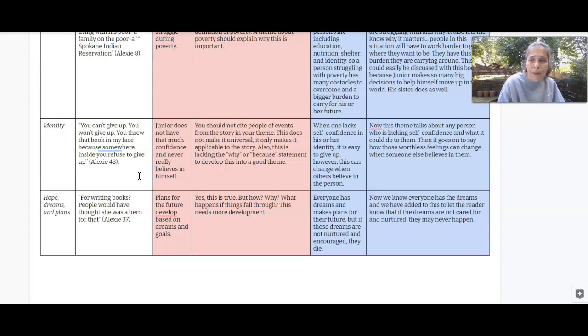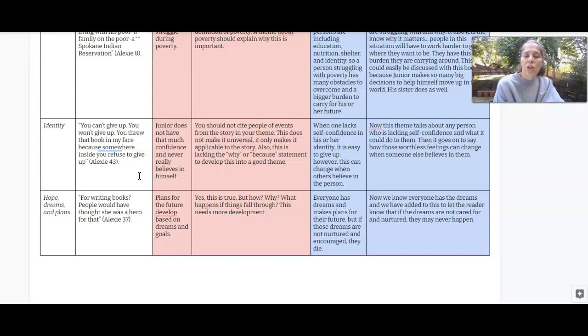Okay, so this is just a statement. This isn't a theme. This isn't a lesson learned. This has a person's name in it from the book. It's just a statement about Junior. So you shouldn't cite people or events from the story in your theme. It doesn't make it universal. It only makes it applicable to this story. Also, this statement is lacking the why or because to develop it into a good theme.